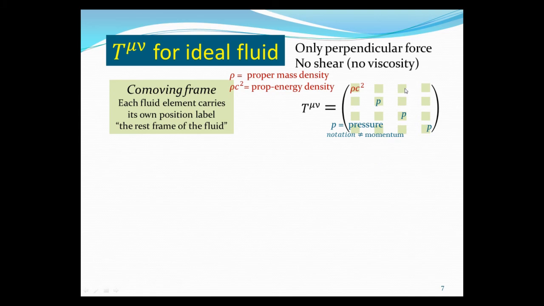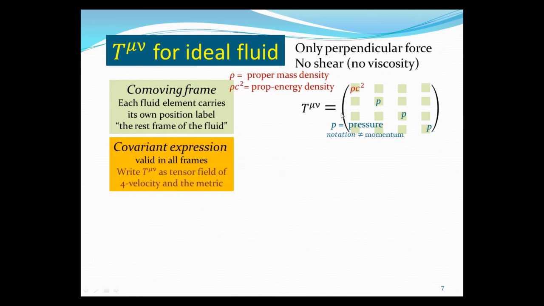And then there's no shear force, no viscosity, so all these terms here will be zero. And zero for the first column, first row, that's because we are in the rest frame. There's no flux. Now, this is an expression of the ideal fluid energy momentum tensor in the one frame of reference.